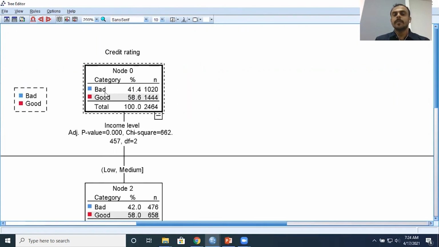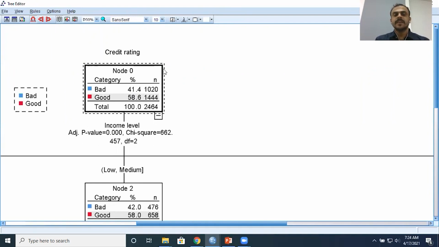Approximately 41% of the individuals are bad credit risk in this data set, and the remaining 58.6%, roughly around 59% of them, are good credit risk individuals, right? So we have a healthy sample of bad credit risk to make a decision, right?